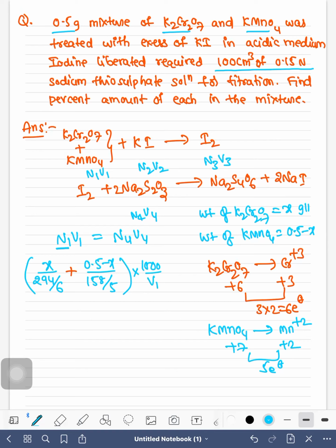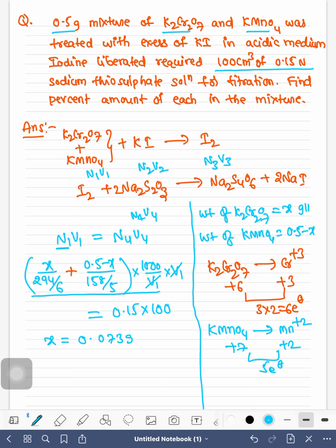that is V1, into V1, and it is equal to N4V4, the normality of sodium thiosulfate into the volume of sodium thiosulfate. It is N1 into V1. V1 cancels. After calculating this, we get the weight x equal to 0.073 grams. It is the weight of K2Cr2O7.